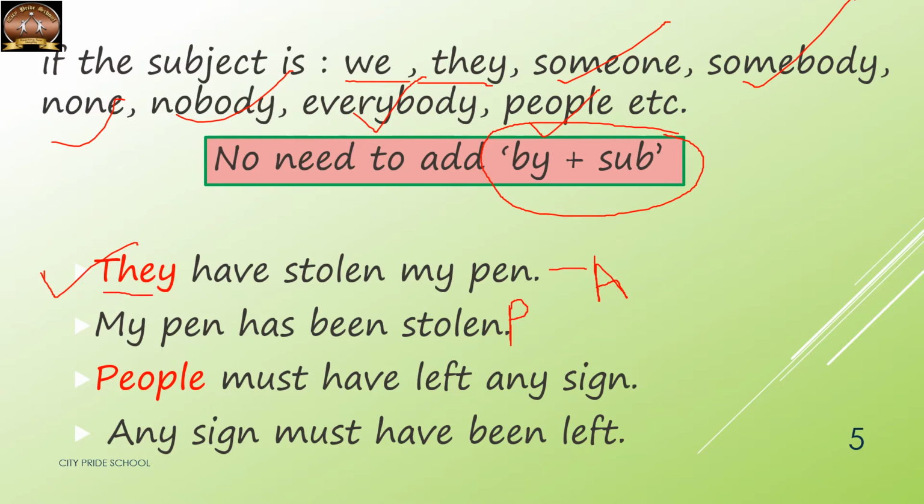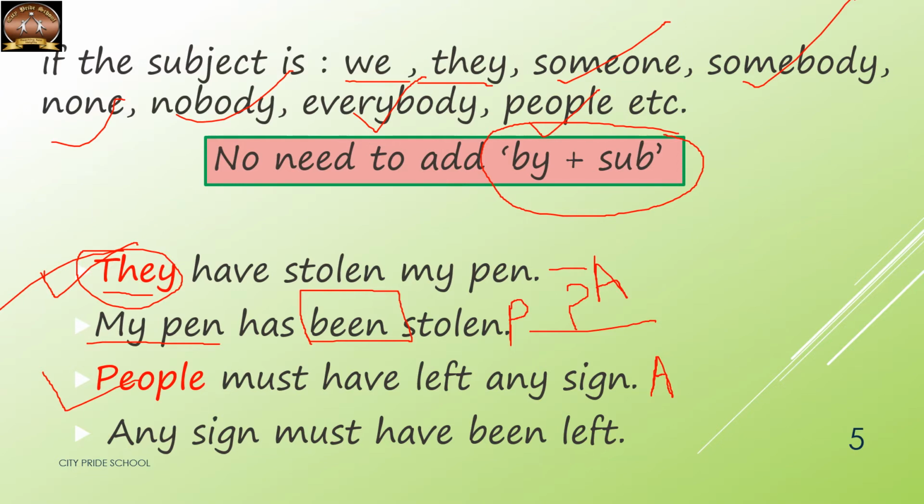So my pen will become the subject of the passive voice. My pen has been stolen. Been again relates to the rule that if the sentence is of perfect tense, then we have to add been, right? So my pen has been stolen. Now we need not write by them because the subject in the active voice is they, right? Take the second example. People must have left any sign.